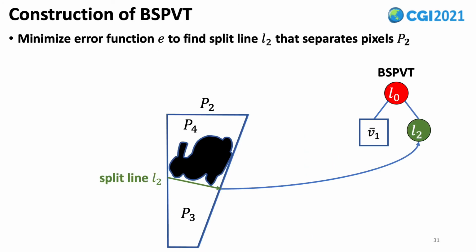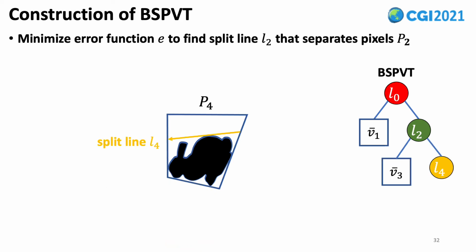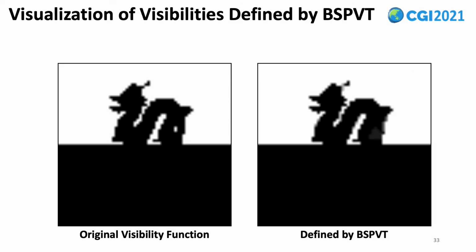Our method finds the split line L2 that separates the set of pixels P2 by minimizing the error function E. Our method repeats this process to construct the BSPVT. I would like to show the visibility function defined by BSPVT. The left image is the original visibility function, and the right image is the visibility function defined by BSPVT. As shown in this slide, our method can represent complex visibility functions very well with BSPVT.